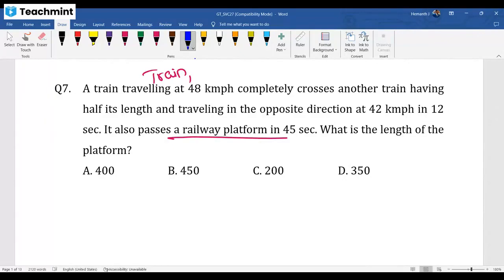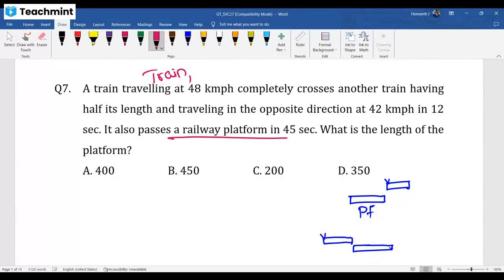So the platform length is not negligible. In the previous question, a train was crossing a pole or man. Pole length or man length is negligible compared to train length. But now the train is crossing a platform. When a train is crossing a platform, the situation is, let's say this is the platform. Now the train is going to cross this platform. Now this is the front of the train and this should be the back of the train. Here distance is the length of the platform plus the length of the train. Now the platform length is not negligible.